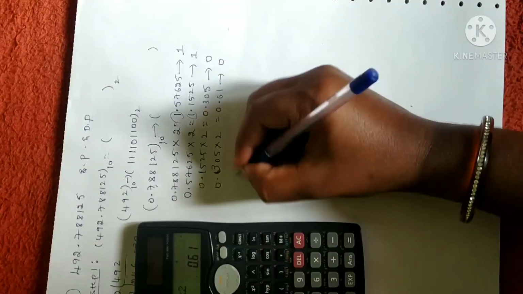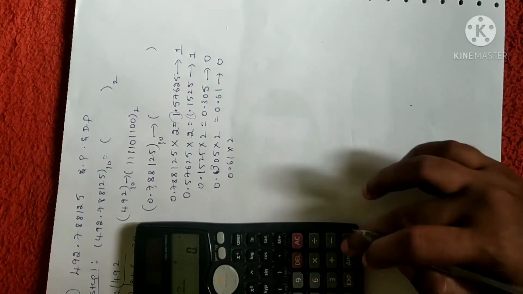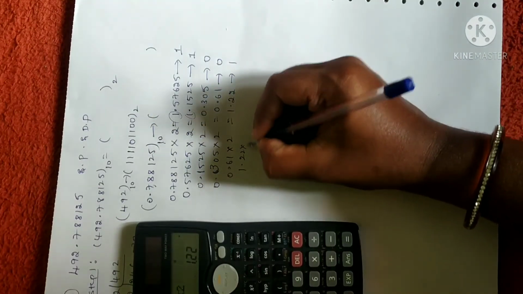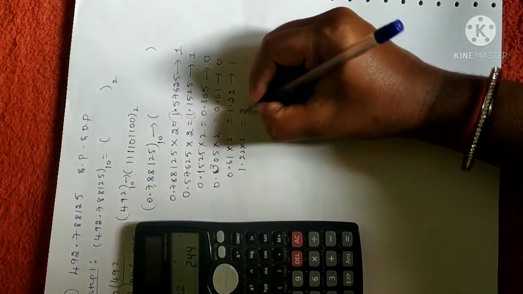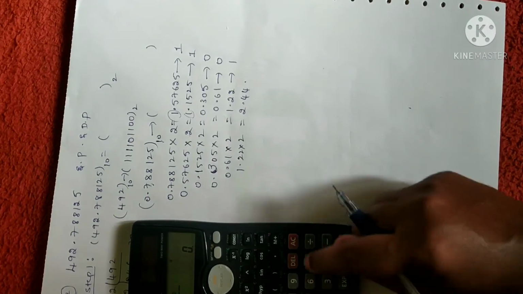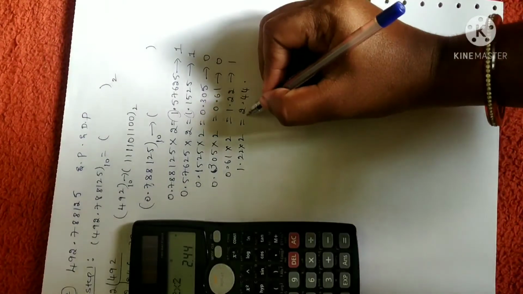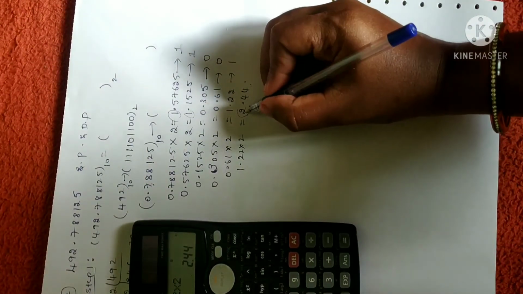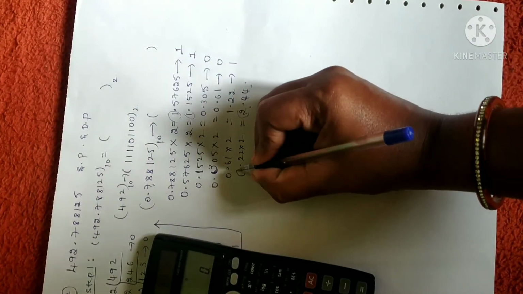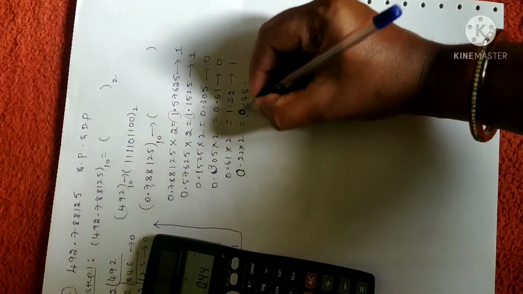Now the remainder place is 0. Again take 0.61, multiply it by 2, you will get 1.22. So the remainder is 1. Again, you have 1.22, so while writing you have to write 0.22. 0.22 into 2 will be 0.44. Here the remainder is 0.